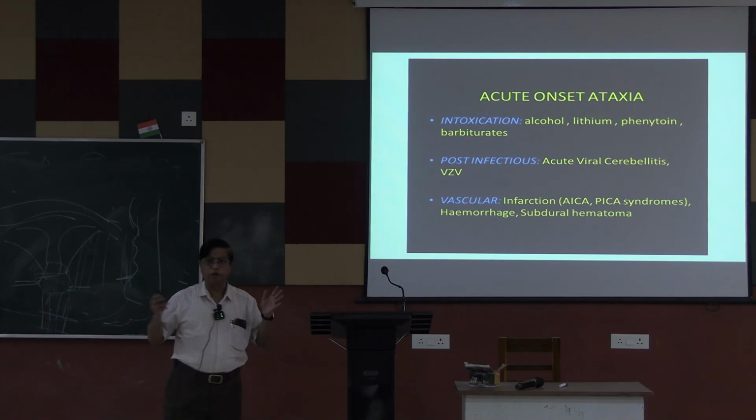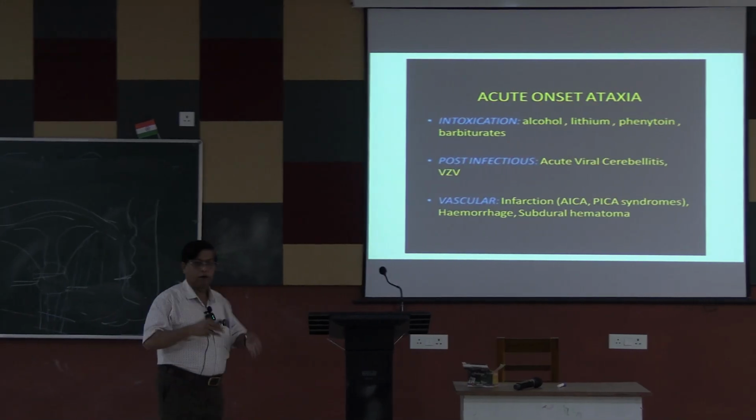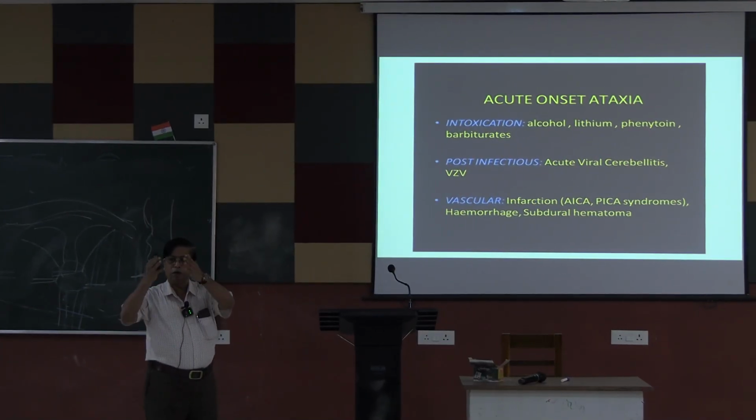Then ataxia may be differentiated into different types. It may be acute, subacute, chronic. It may be focal. It may be generalized, like that. It may be cerebellar. It may be sensory. So in various ways, the ataxia can be differentiated.